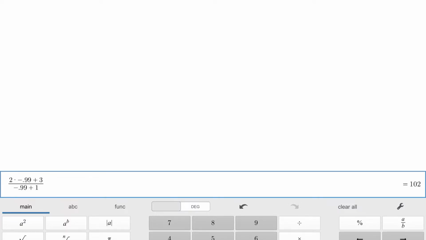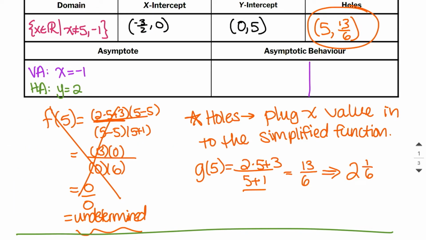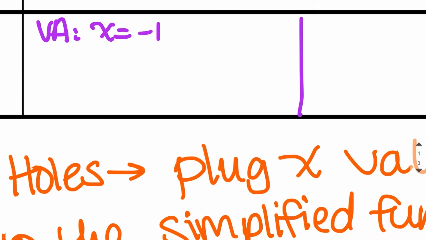So this time we get a large positive number. And the closer I get to -1, the higher my value gets. I get 1,000,002 here. So this is telling us, so I'll say this is 102. So what this is telling us is that as x is approaching -1 from the right side, y is approaching positive infinity. So let's split this up. Let's talk about our vertical asymptote first. x equals -1.